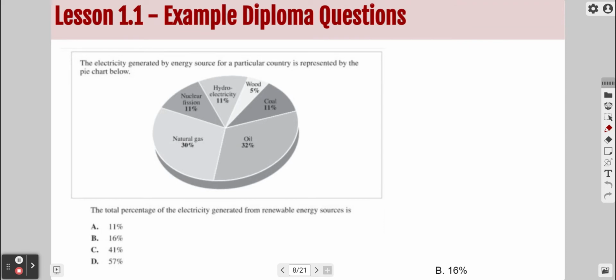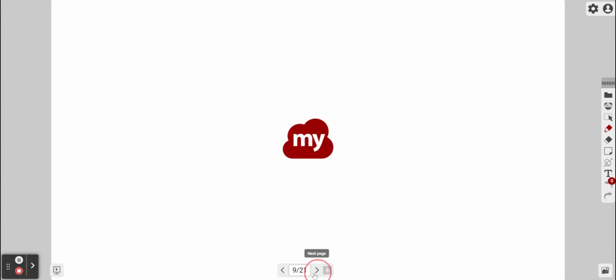All right, it's another example. The electricity generated by energy source for a particular country is represented by the pie chart below here. The total percentage of energy generated from renewable energy sources is, okay, so we're just looking for renewable, so not oil, not natural gas, not coal. Wood is considered renewable because we can just replant trees. Hydroelectric is using water, and not nuclear. No, it is not considered renewable. So just these two, and that's where the 16% for your answer is coming from.